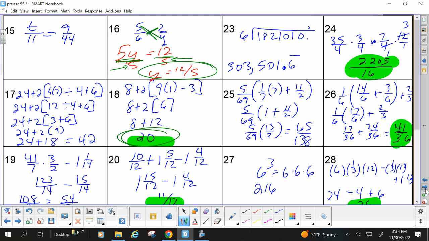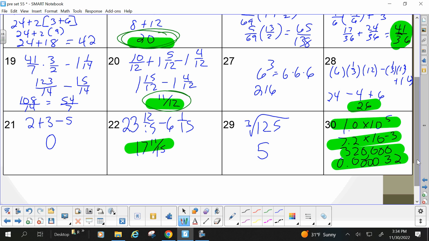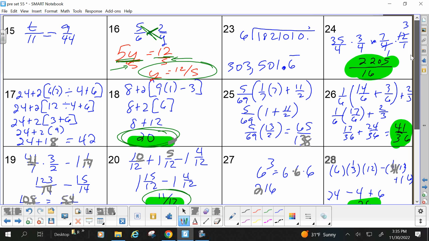18, order of operations is 20. 20 is 11/12. 22, you had to do a little bit of borrowing. It is 17 and 11/15. Oh, no, you didn't have to borrow. Sorry. 17 and 11/15. 24, that was pretty gross. Even with a little bit of canceling, it was still 2,205 over 16.